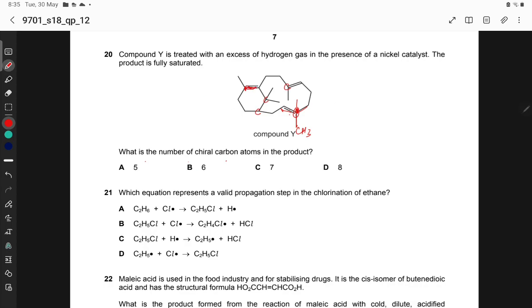This is a double bond, which reacts with hydrogen gas in the presence of nickel catalyst, so the double bond is removed. So this is a chiral carbon. This is a chiral carbon. This is a chiral carbon. 1, 2, 3, 4, and this is a chiral carbon. So 5.